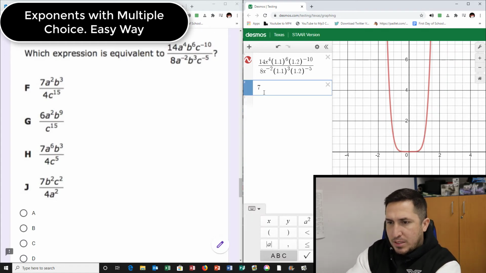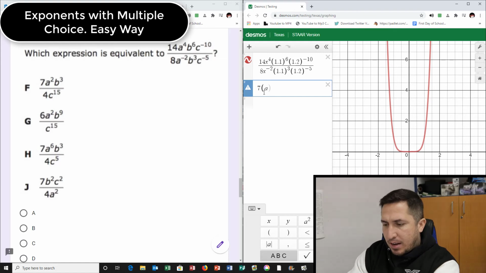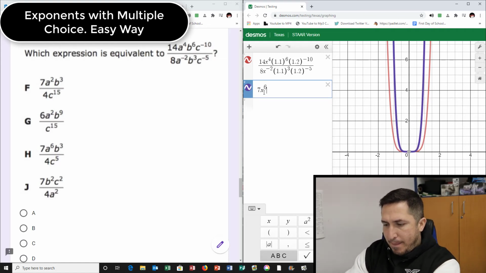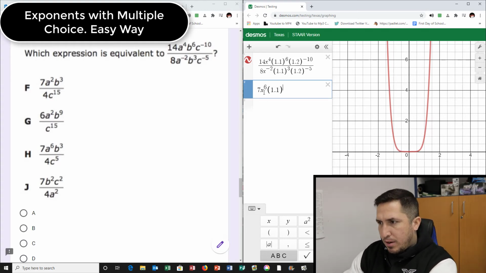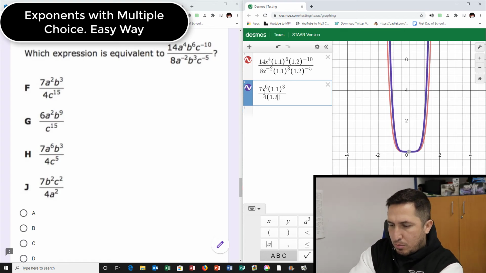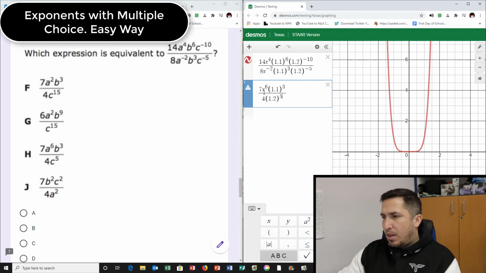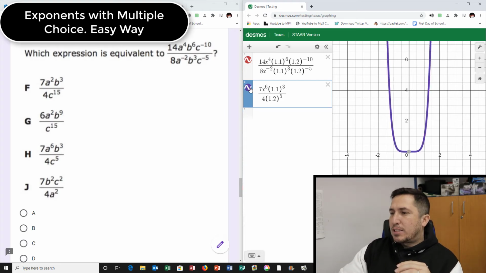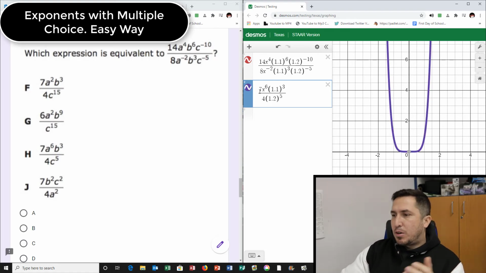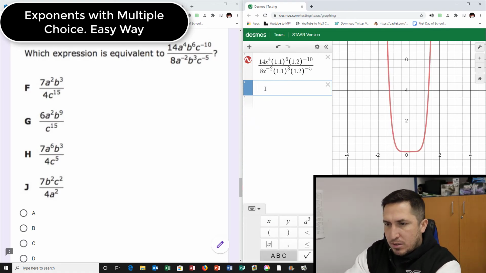7, parentheses, A, oh, not A, x to the 6th, 1.1, that's what we call B, to the 3rd, all over 4, 1.2 to the 5th. How does that look? Oh, this guy's fitting really good. I like him. I think it's going to be choice C. Check out choice D real quick just to make sure.